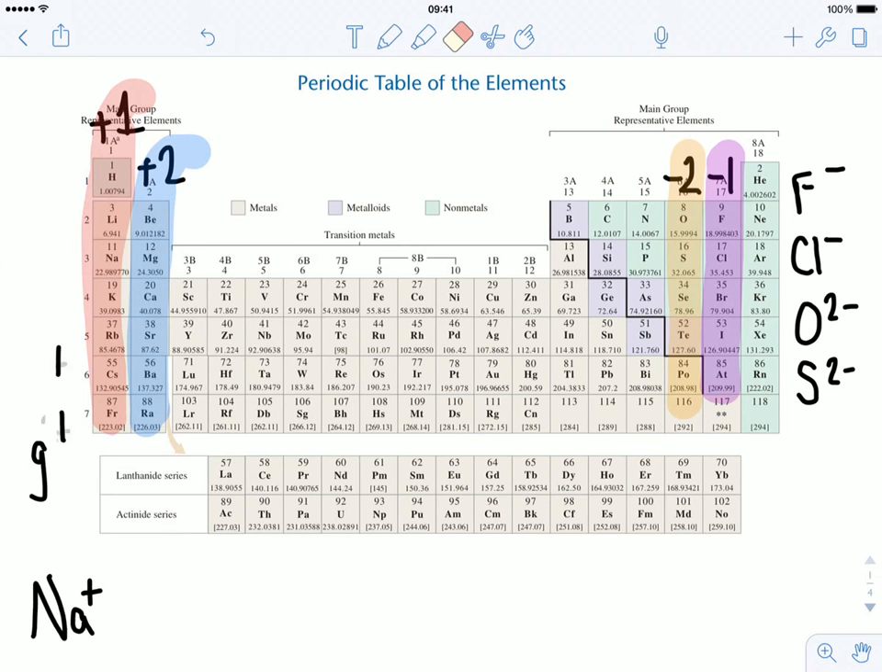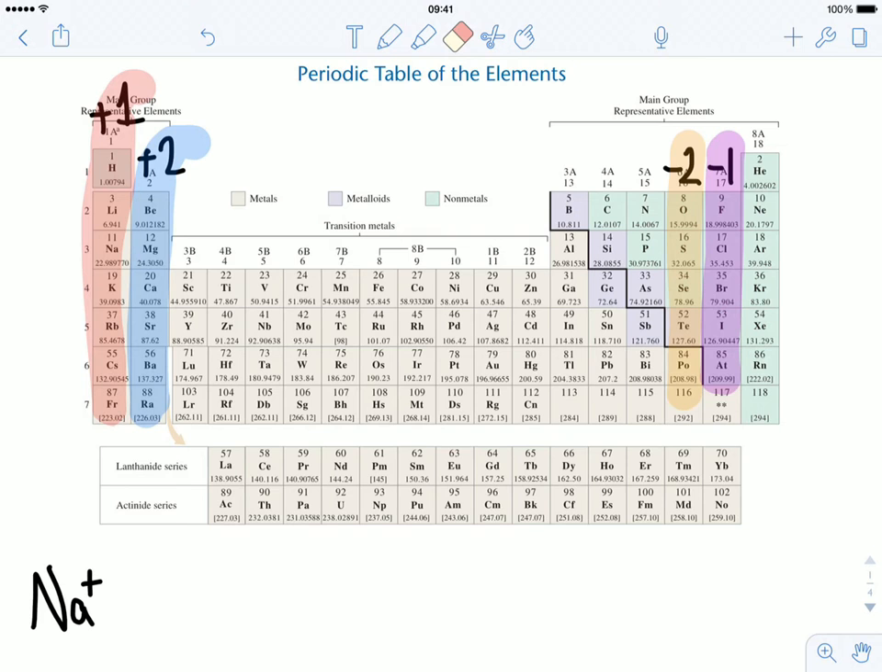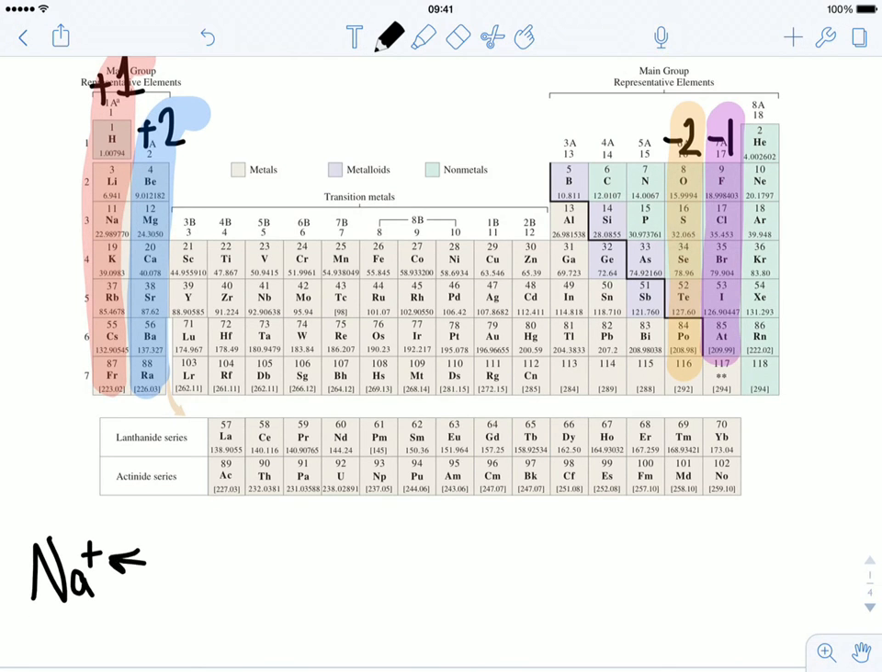Now, because sodium forms +1, does that make it a cation or an anion? There's two ways you can answer this question. You can either look at the charge of sodium and relate that back to the definition, or you can see what sodium is. Is it a metal or is it a nonmetal? So we said that cations are metals. And sodium is a metal because it's located on the left side of the periodic table, and it has a positive charge. So for those two reasons, that makes sodium a cation.